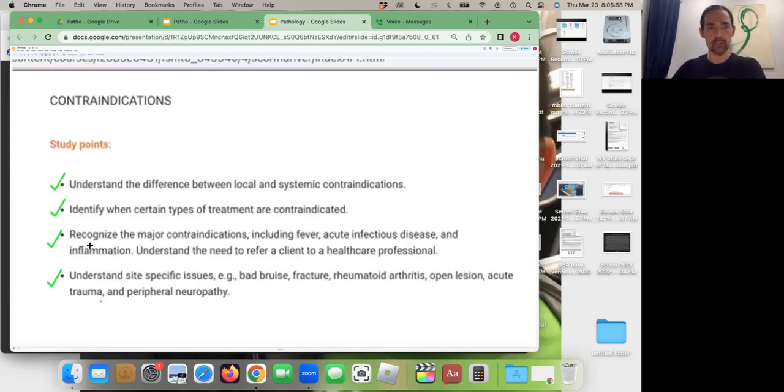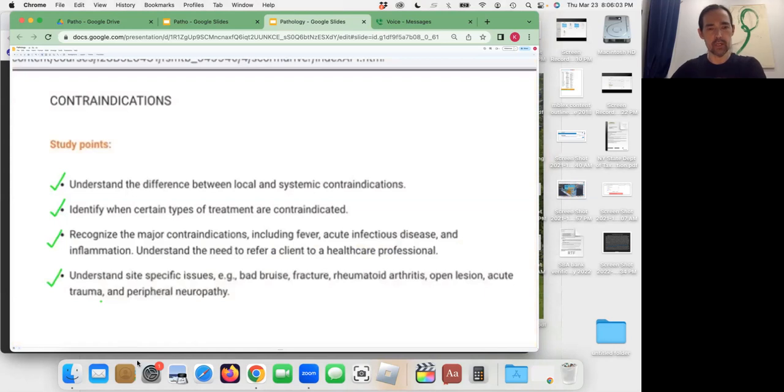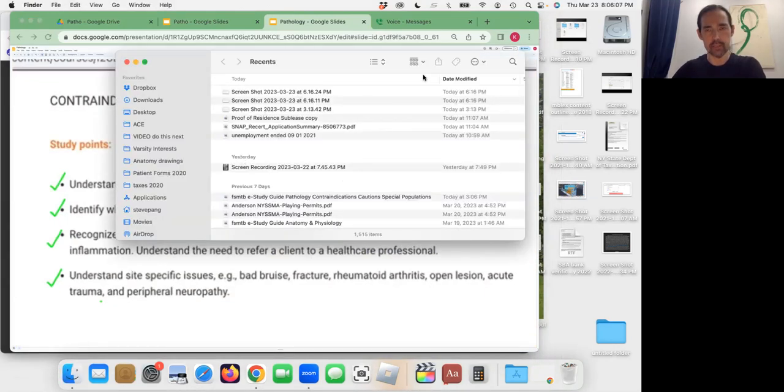And if we look at the study points, the first four, let me see how much I got here. Let me show you my copy instead. Where's the FSMTB?